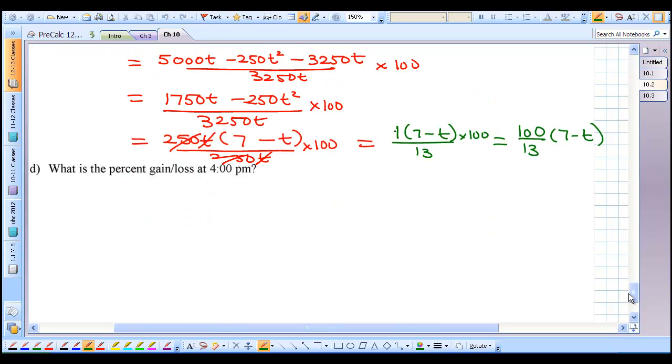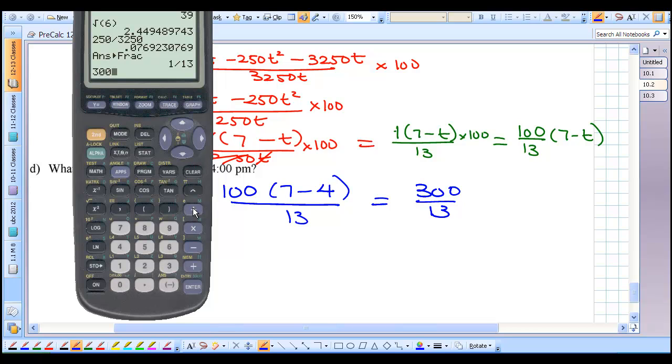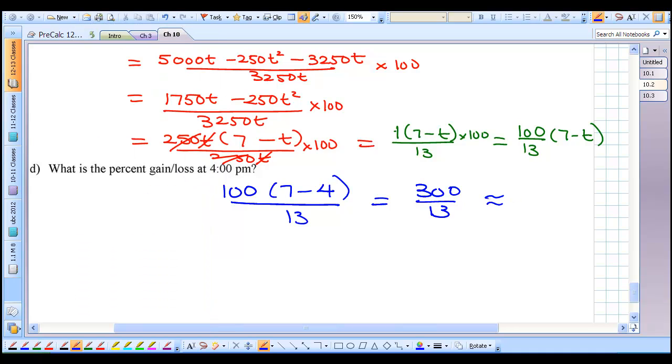And to finish this off, I'm just going to ask you to calculate what is the percent gain or loss at 4 p.m. So all you need to do now is plug in what for T. And if you said 4, you are absolutely correct. So 100 times 7 minus 4 over 13. 7 minus 4 is 3, right? So that's 300 divided by 13. Yeah, so a little bit over 23%. So it's approximately 23%, and because this is positive, this is a gain. So I'm glad I'm making money at 4 p.m.